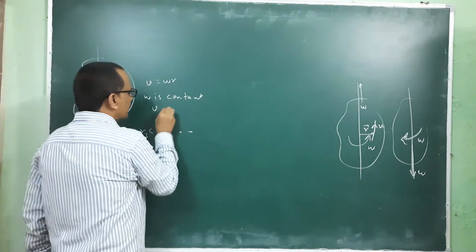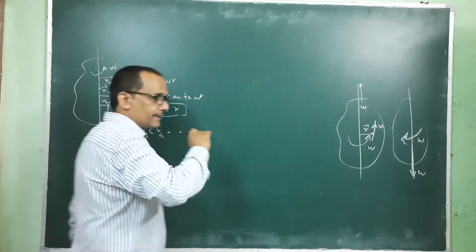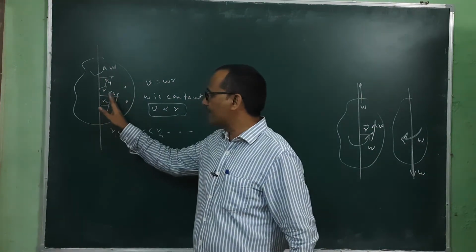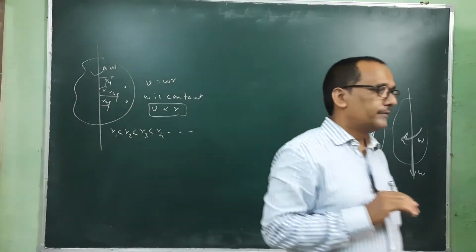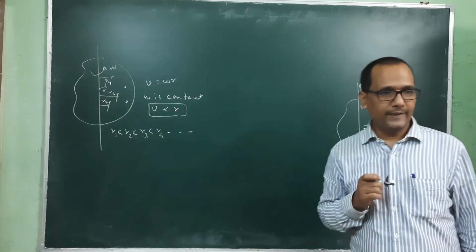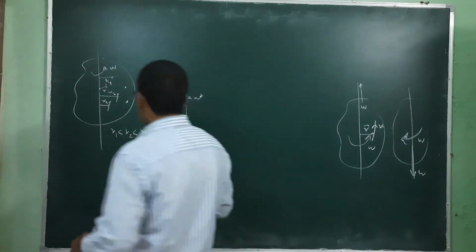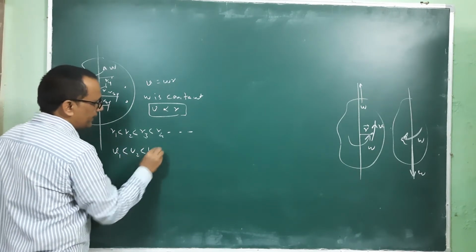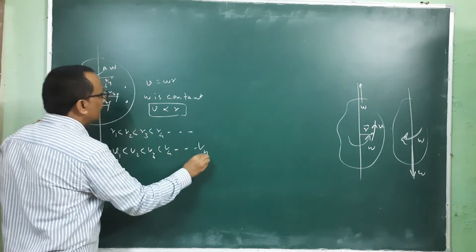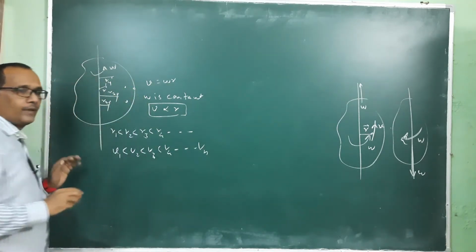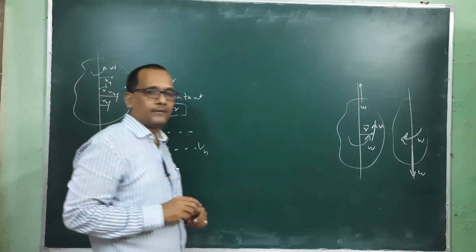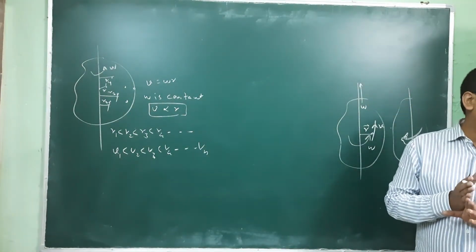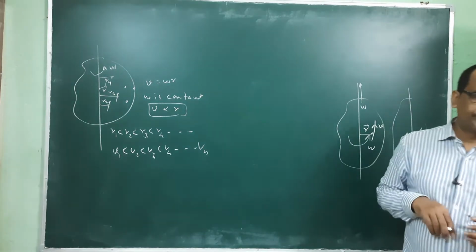So this v is proportional to r. As the distance from the axis increases for a particular particle, its linear velocity will increase. So v1 is less than v2, less than v3, less than v4, and so on. At the boundary, if there is some particle, its linear velocity will be maximum, but the angular velocity is the same.